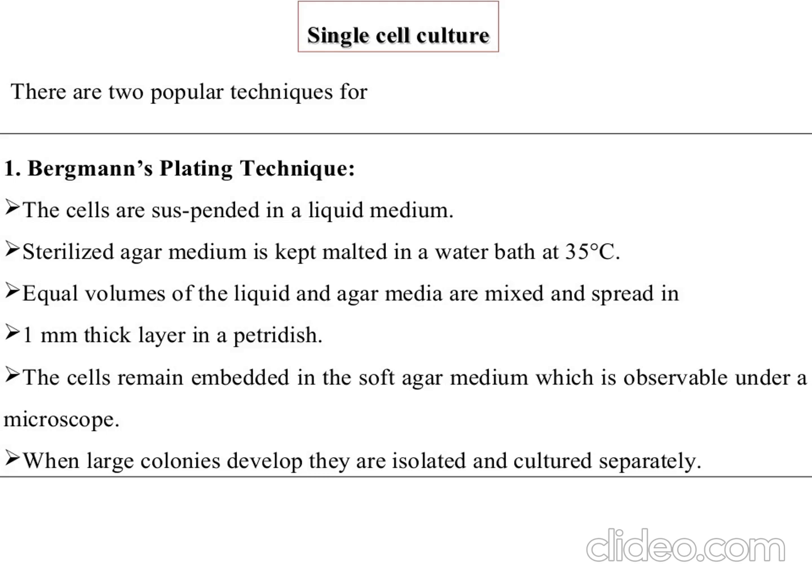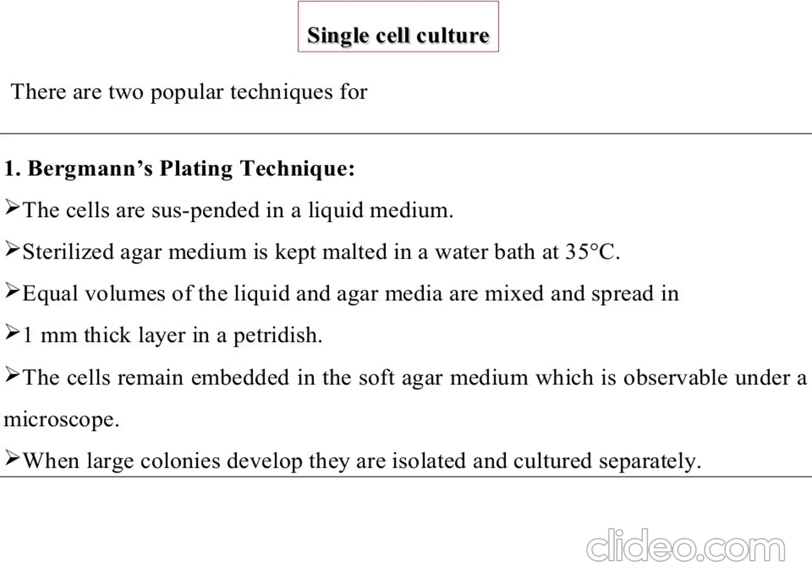So cells and liquid media are added together. The media is not yet solidified, so it is still in a liquid state at 35 degrees Celsius. Whenever you add liquid media to the cells, the cells get suspended in the media, and when you put it into a petri dish, generally a 1 mm thick layer will develop. The cells remain embedded in a soft agar media, which is observable under a microscope.